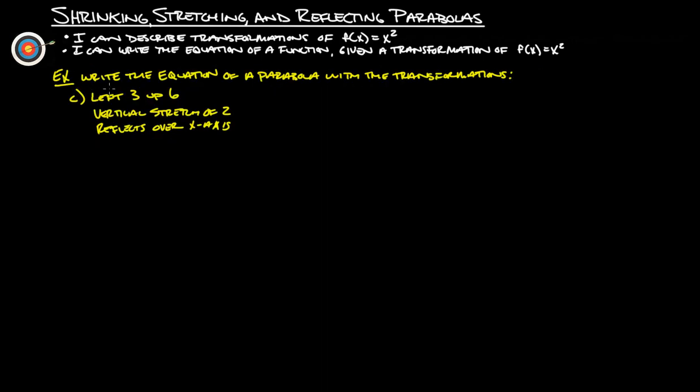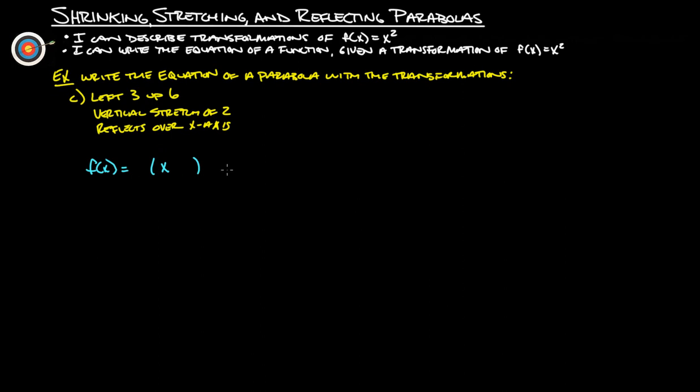One last quick one here. Example: write the equation of a parabola with the transformations. We're going to go left 3, up 6, vertical stretch of 2, reflects over the x-axis. So we have f of x or y equals, and we've got possibly some number in front there, and we've got our x here, and we've got our vertical translation here.